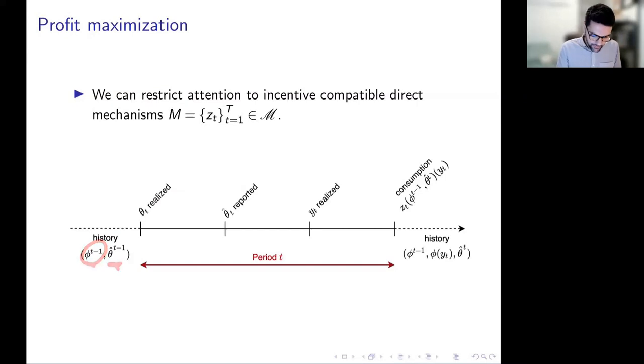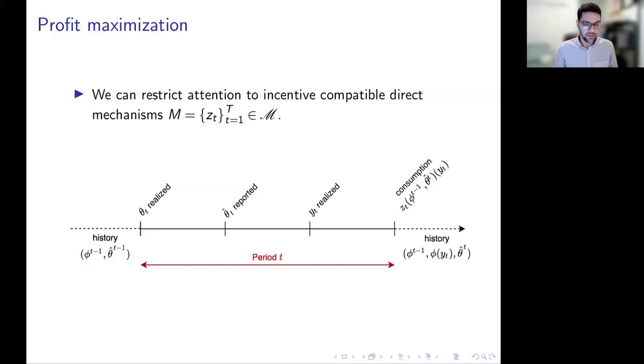Now we arrive in this period, so a new type realization, theta t, is going to be realized. The agent is going to observe theta t and report it, so we're going to have theta hat t. Then the income realization yt is going to occur, and the flow contract from period t is going to be executed.